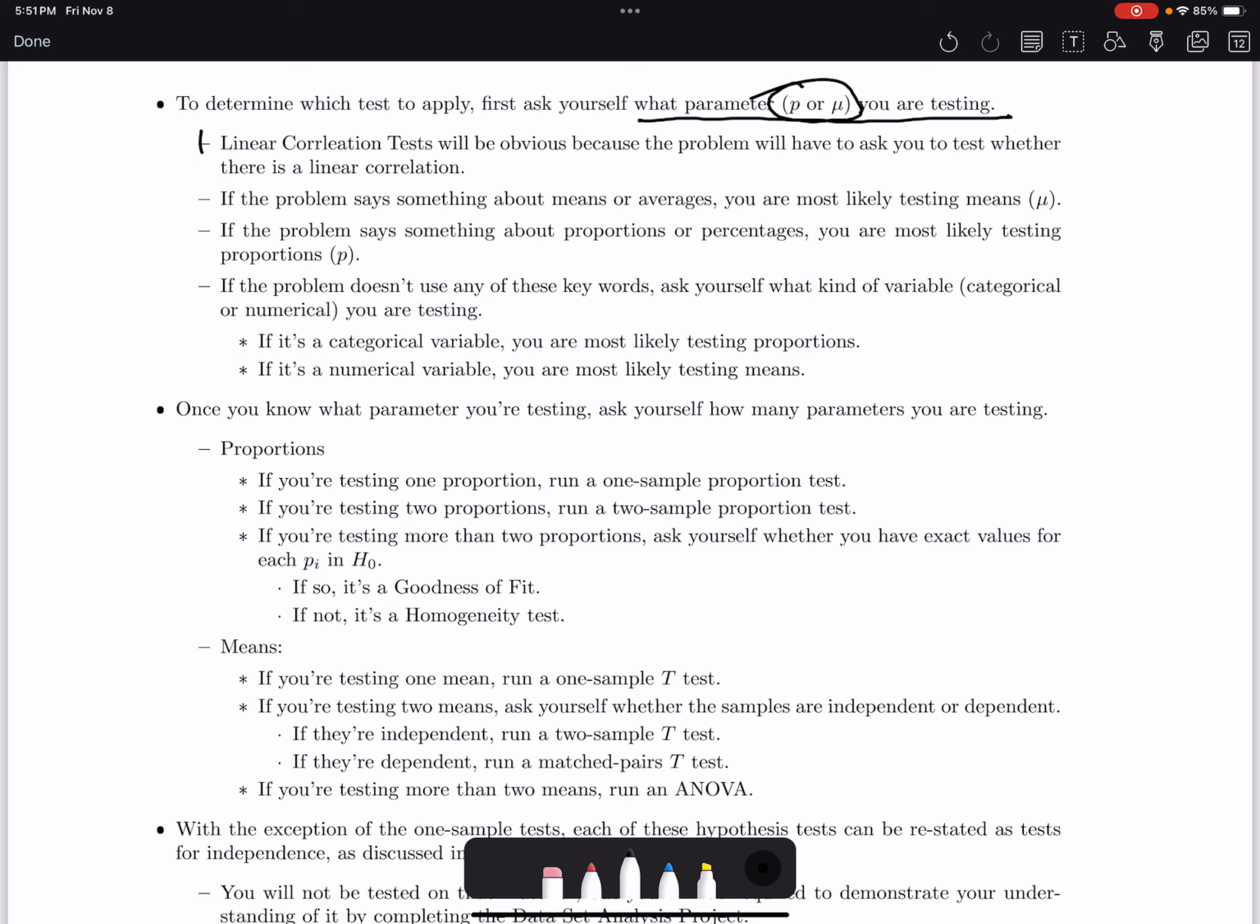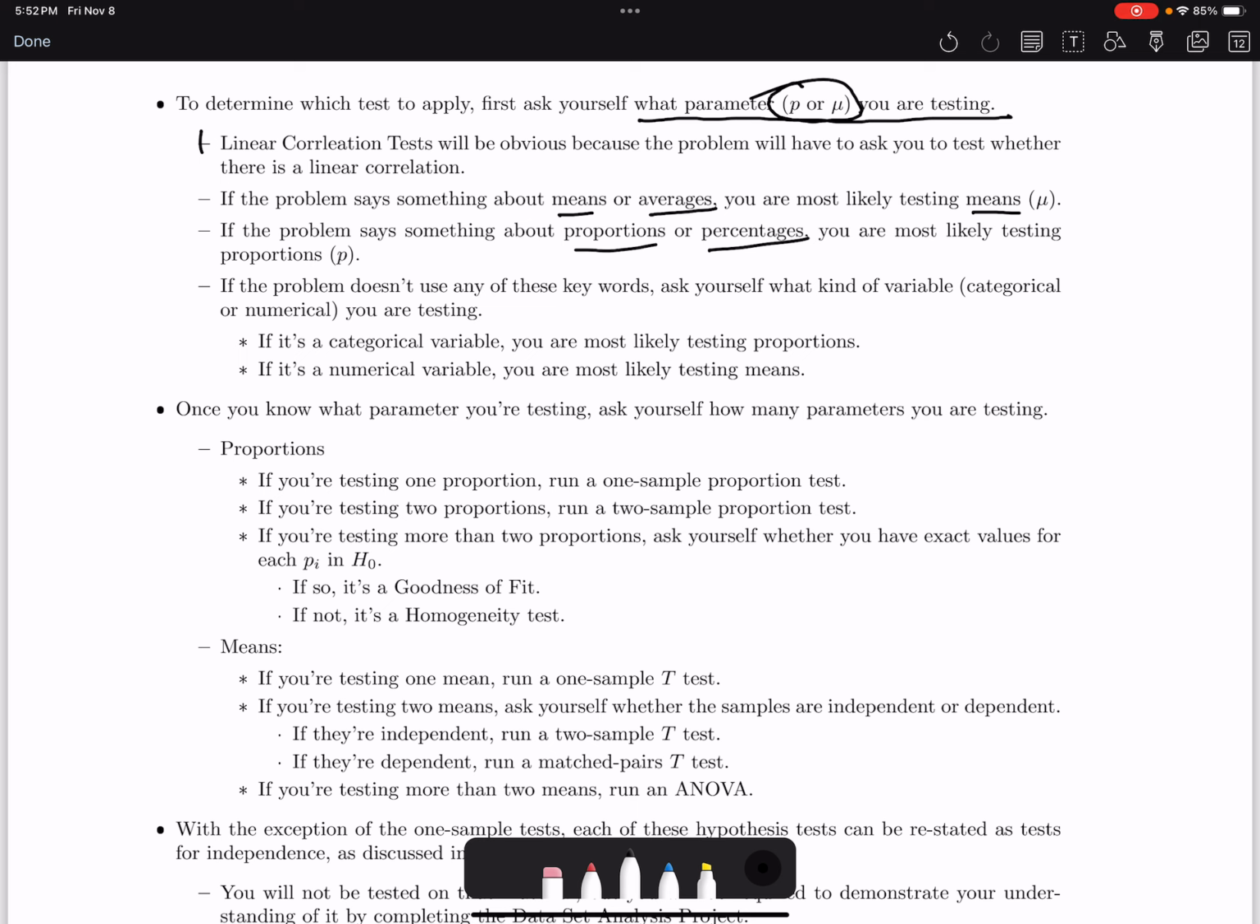Now, the problem might come out and just say it blatantly, right? The problem might say something about test whether the mean is so-and-so, right? Or test whether the proportion of people who have this characteristic are blah, blah, blah, right? And so then it's really clear, right? If the problem says something about means or averages, then you're most likely going to be testing means. If the problem says something about proportions or percentages, then you're most likely going to be testing proportions.